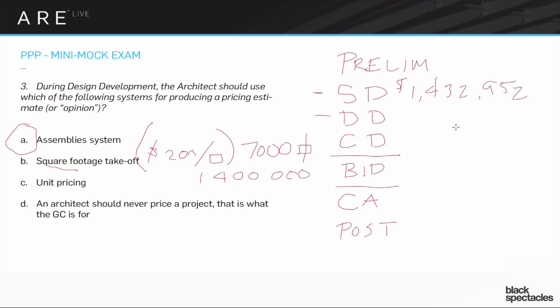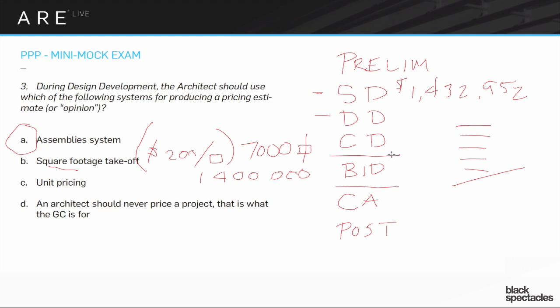By the time I'm doing the DD, I have a whole bunch of different assemblies, and I'm adding them all together, and I eventually get to one big number. And presumably it's pretty close to the 1.4, but it's more detailed. So when we're talking about DD, it's definitely going to be an assemblies concept. So then the question is, all right, you get to CD. What sort of pricing estimate do you do for when you're at the end of the contract documents?